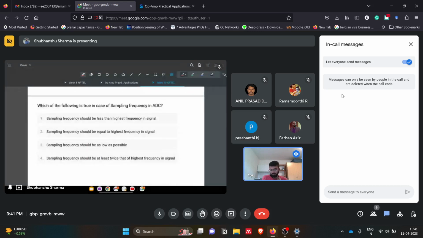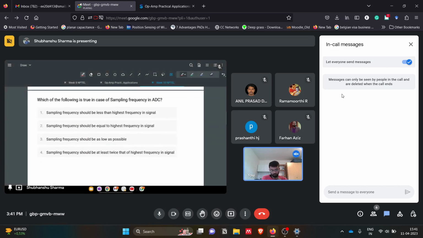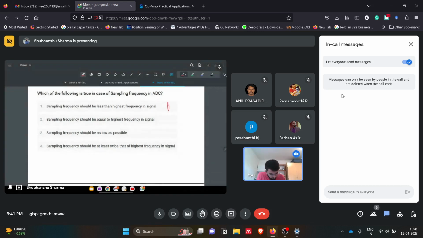So we were on this sampling frequency question. Which of the following is true in case of sampling frequency in ADC? Sampling frequency should be less than the highest frequency in the signal, that is Fs less than Fmax. Or sampling frequency should be equal to Fmax. Or sampling frequency should be as low as possible, very less, or we can say approximately zero.